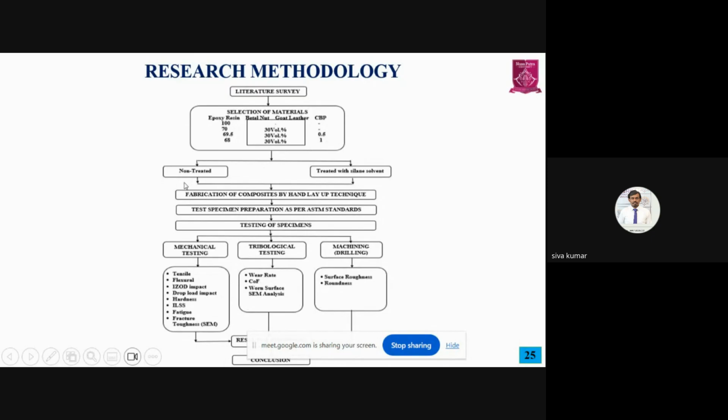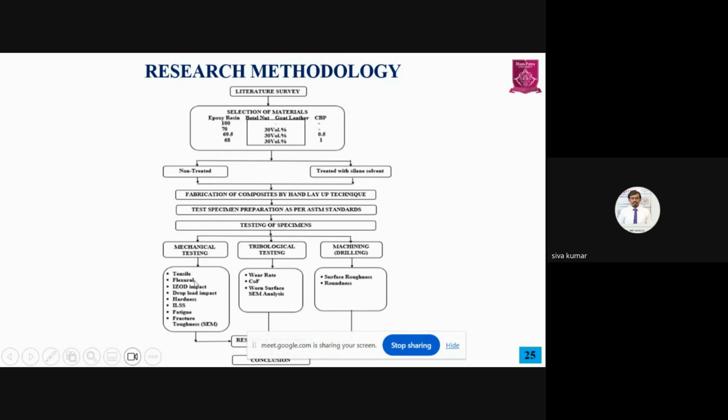And there are two kinds of specimen as I mentioned previously: one is treated and another is non-treated. Treated means silane treated, where water is added to the silane chemical and the fibers are dipped into this chemical for 10 minutes. And here the testings are mechanical testing, tribological testing, and machining properties.